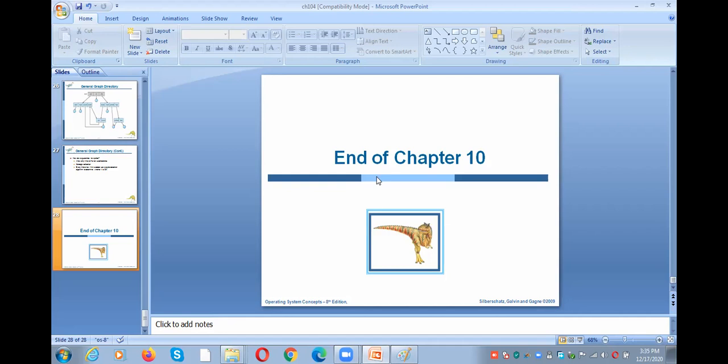We can attach the files to the file system by using the mount command. How can we detach the file system? By using the unmount command, that is umount. Umount is the command, and the concept name is unmounting. Unmounting is nothing but detaching the files from the file system.